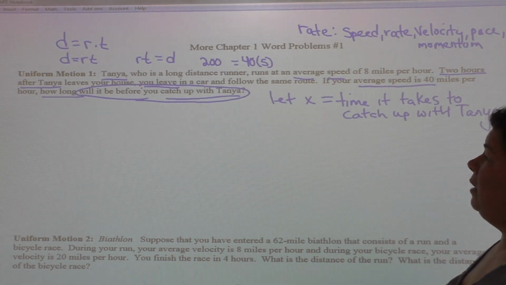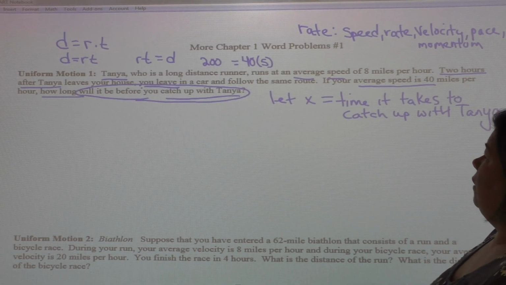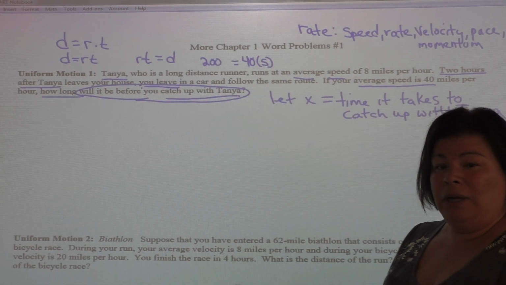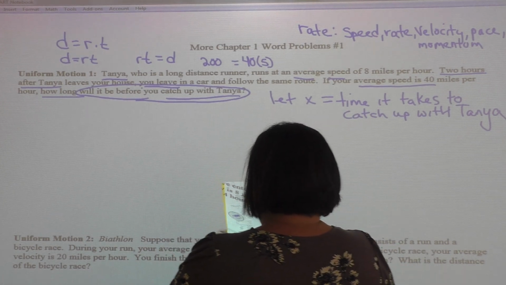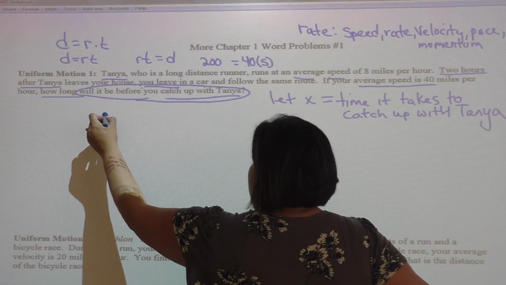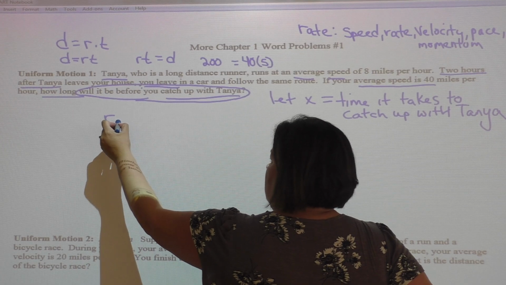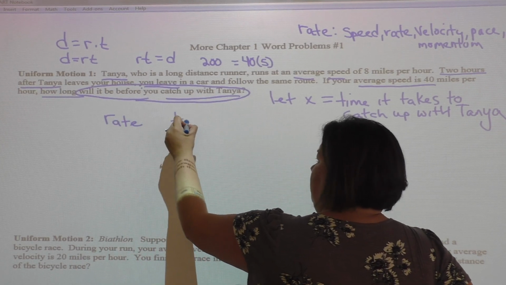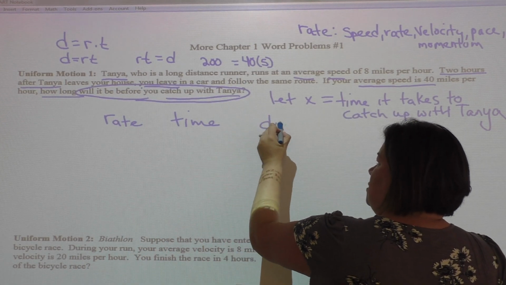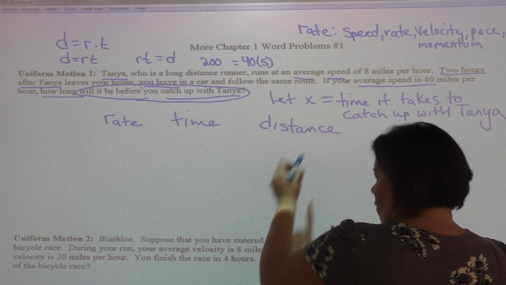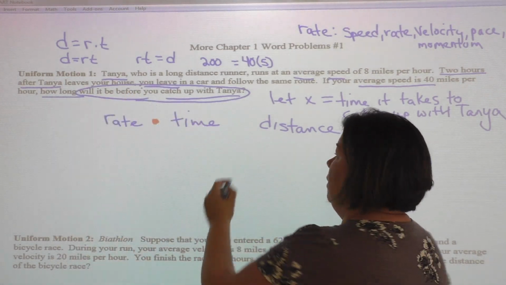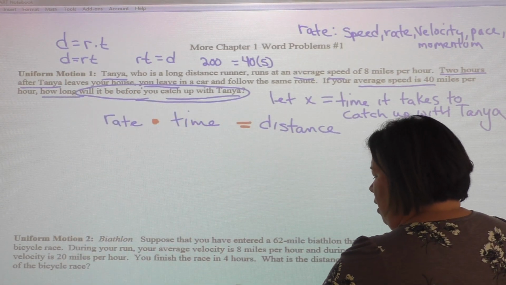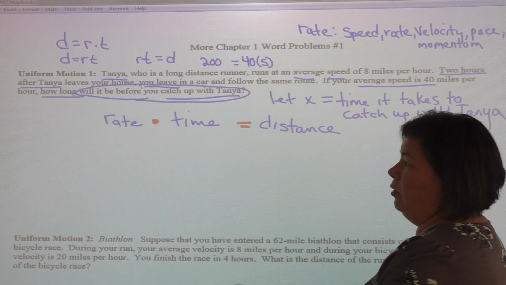Now let's look at this problem here. Figuring out what's involved, we actually have Tanya and you guys are the distance runners here. So it would probably make sense to write rate, time, and distance. And if you want, it actually makes more sense to say rate times time equals distance.